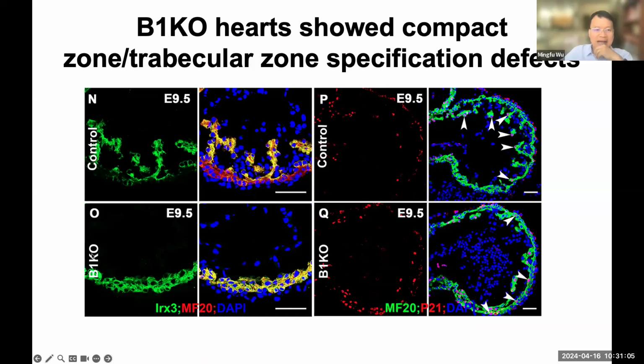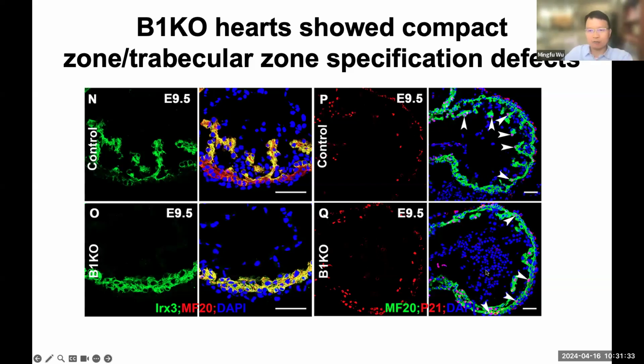And we also used X3, which is a marker for trabecular cardiomyocytes. As you can see, it's enriched in the trabecular cardiomyocytes, and it's weakly expressed in compact cardiomyocytes. But in the knockout, you can see it's highly enriched in the compact cardiomyocytes as well, suggesting a pattern difference, a specification defect.